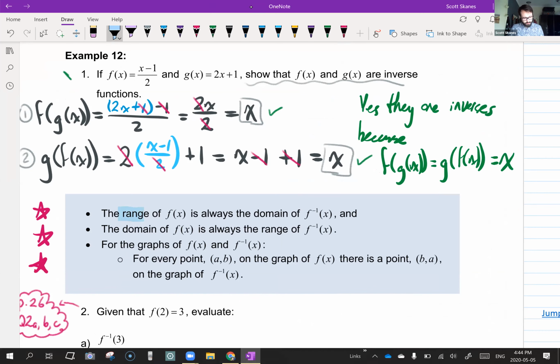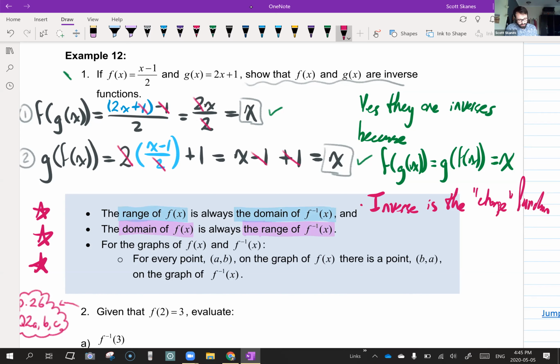The range of the original function is always the domain of the inverse. The domain of the original function is always the range of the inverse. Okay? It's switching. I don't know how many times I'm going to say this today, but I'll just keep saying it. I'm going to say the inverse is the change function.